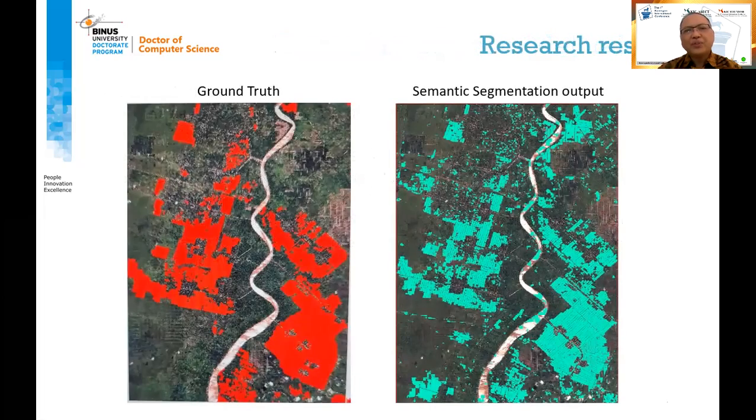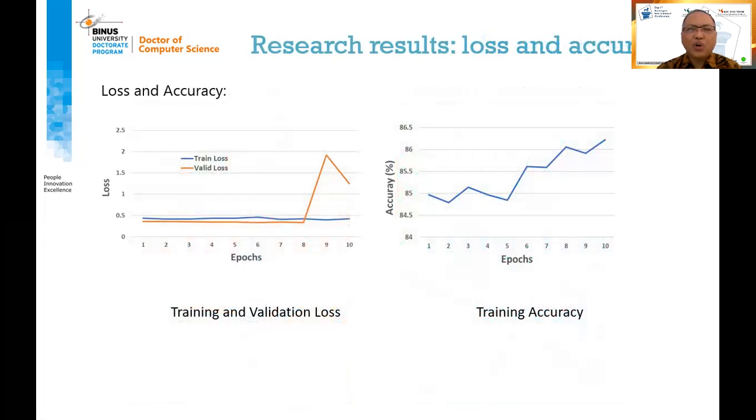So this is the ground truth and the semantic segmentation output. The difference between the ground truth and the semantic segmentation output is not obvious if we only use our eyes. So we need some process to factorize the model first and then compare the predicted and actual values at the pixel level.